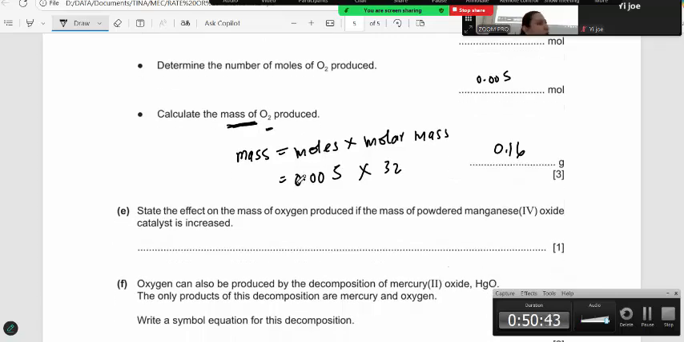State the effect on the mass of oxygen produced if the mass of powdered manganese oxide is increased. No change. It might become faster because there is more catalyst, but just a little bit. The effect on the mass of oxygen is that it has no effect.